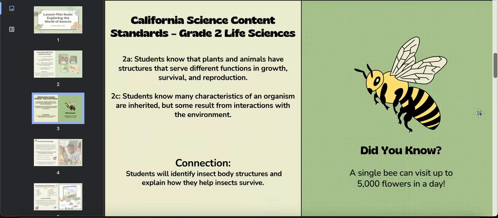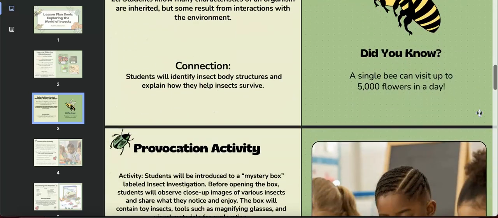Here we have the California Science Content Standards for second grade life sciences. So I have written out the standards and their connection. So students will identify insect body structures and explain how they help insects survive.